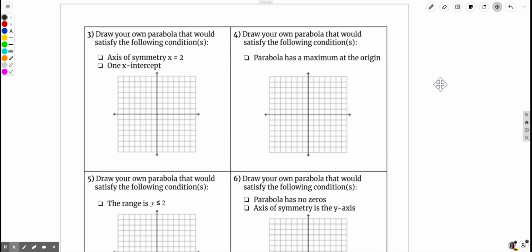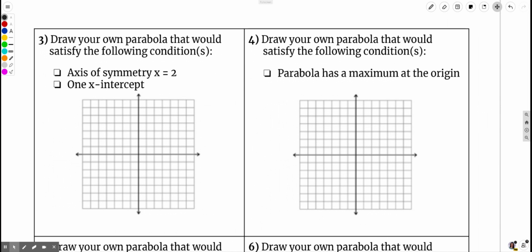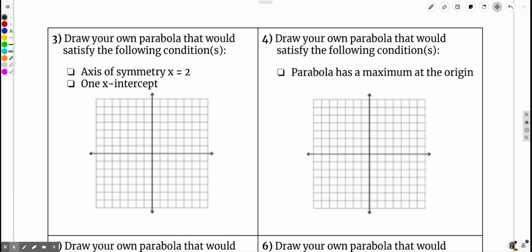So then on the second page, we're going to switch things up a little bit. Here, you're going to draw your own parabola that satisfies the requirements. So let's take a look. Our axis of symmetry is x equals 2. We have to have one x-intercept. And for that to happen, the vertex has to be on the x-axis. So you have a couple options.